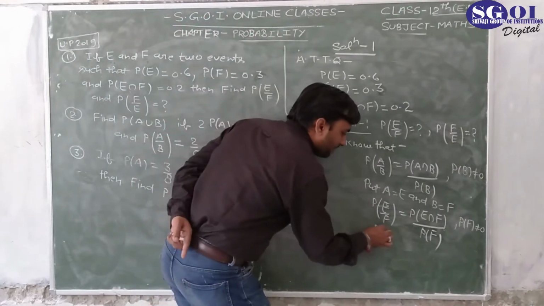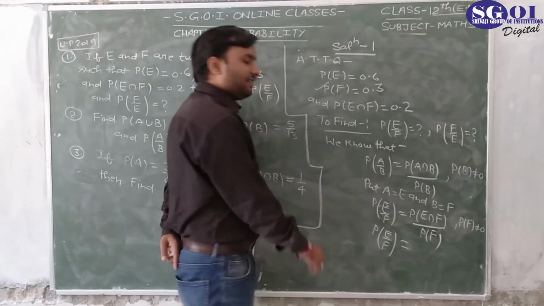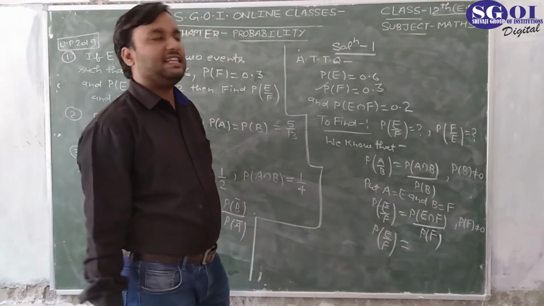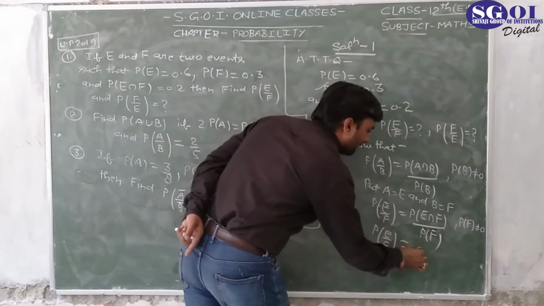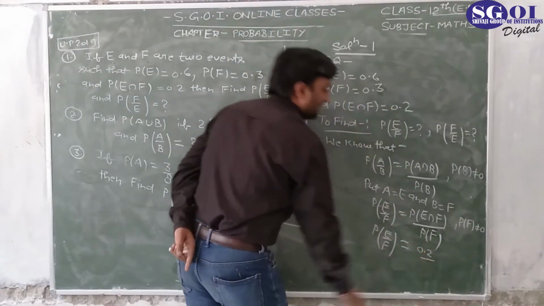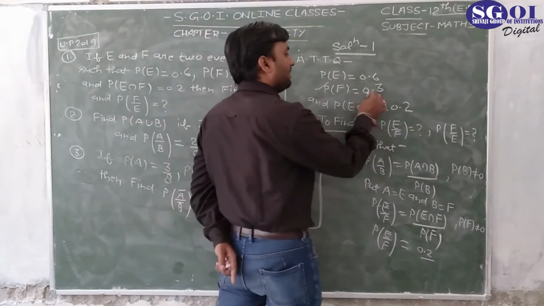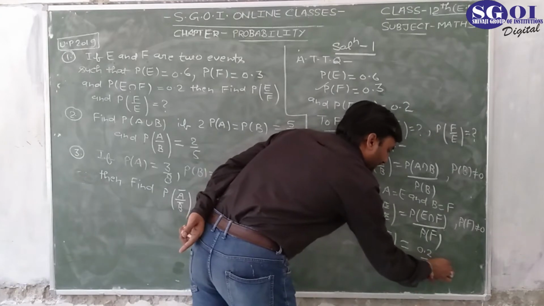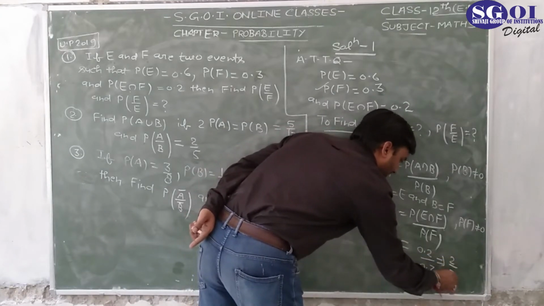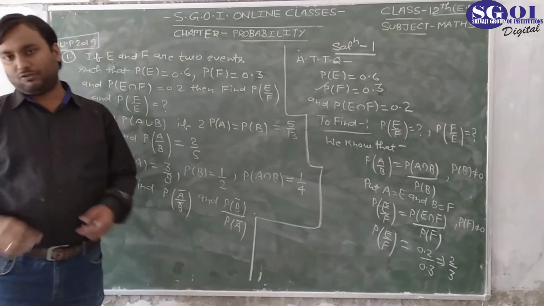So what is the probability of E by F? Probability of E by F is equal to probability of E intersection F upon probability of F. What is the probability of E intersection F? It is given as 0.2. And what is the probability of F? Probability of F is 0.3. After solving this, you find that probability of E by F is equal to 2 by 3.